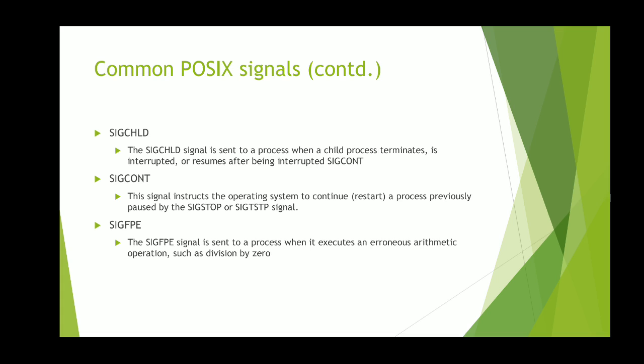And the next one is SIGCONT, and it will instruct the process to continue, and it is sent to a stopped process. And the next one is SIGFPE, and it will be sent to the process when the process executes an erroneous arithmetic operation such as division by zero.